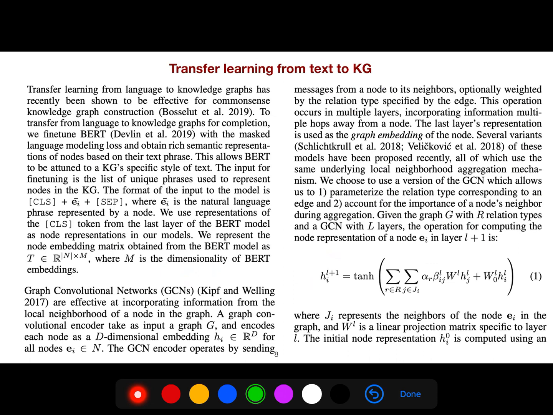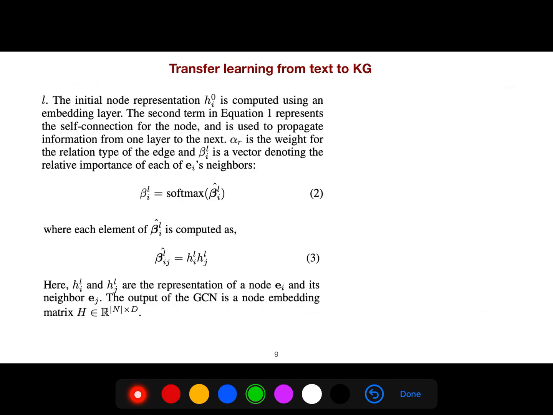So we use transfer learning from text to knowledge graph, as I said, and also we use graph convolutional neural networks, which were invented in 2017 at the University of Amsterdam in the Netherlands. These are hidden representations. So beta comes here, and you know that beta is the vector of the relative importance of each node, of each entity's neighbors.